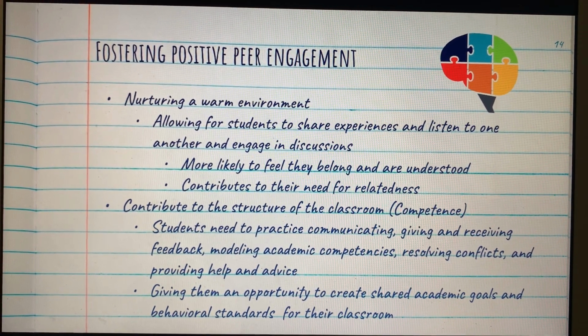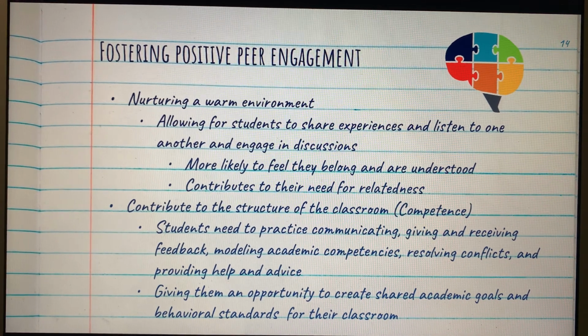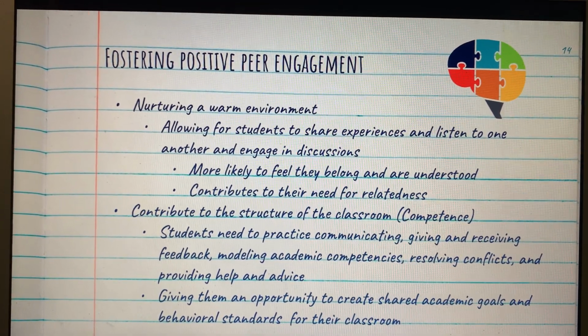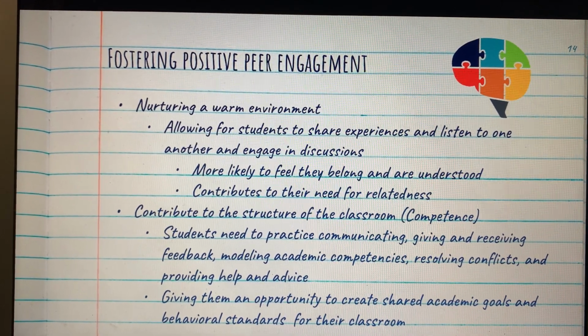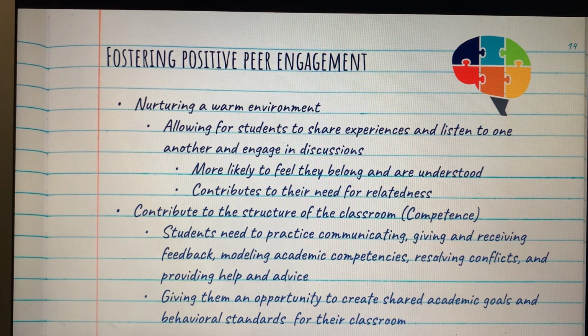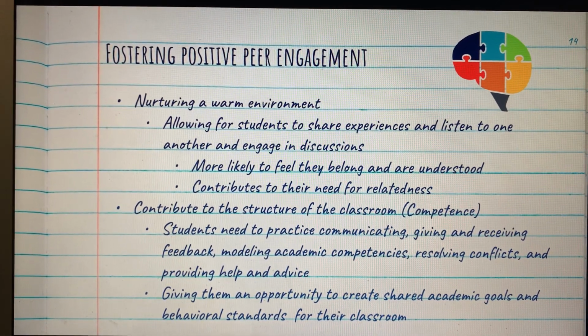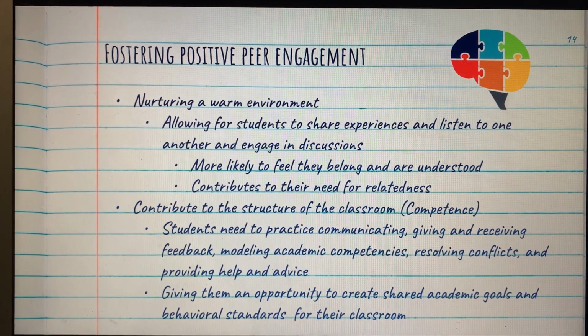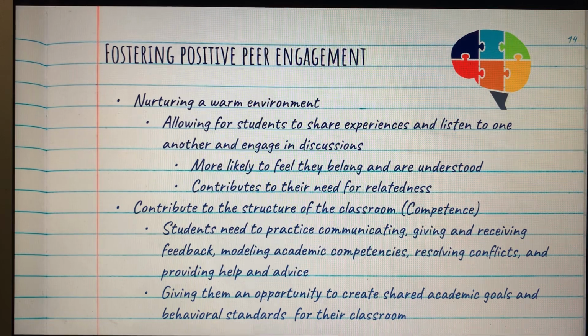Another thing is you can contribute to the structure of the classroom. So this is touching on competence. Students need to practice communicating, giving and receiving feedback, modeling academic competencies, resolving conflicts, and providing help and advice. So allowing time within the classroom for students to develop these skills can help lead to their competence in many areas of their social development.